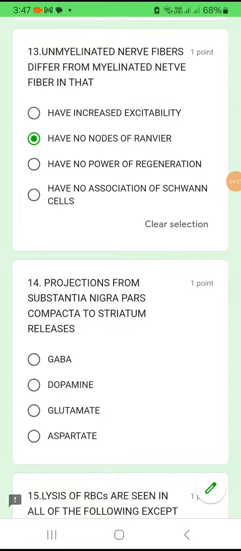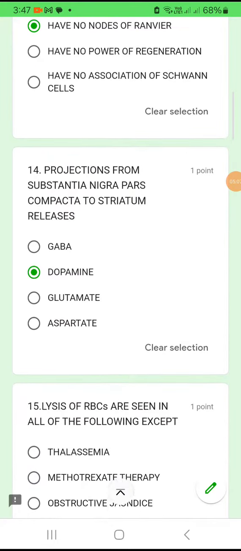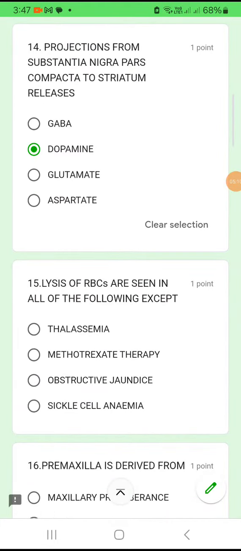Question number 14. Projections from substantia nigra pars compacta to striatum release GABA, dopamine, glutamate, or aspartate. Projections from substantia nigra pars compacta to striatum release mainly dopamine, option B.